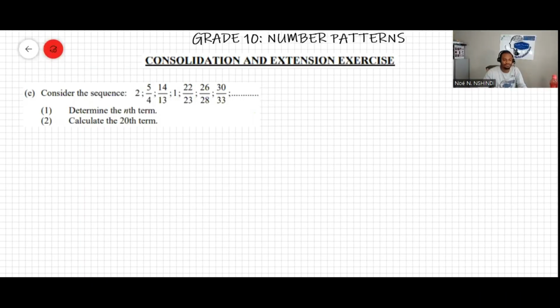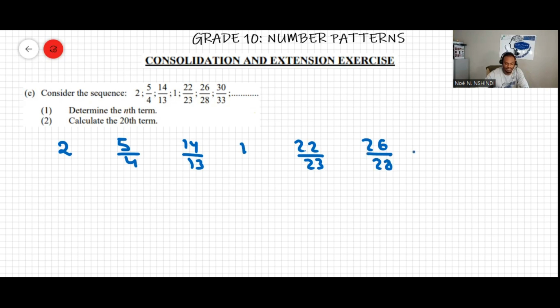The question says consider the sequence 2, 5 quarters, 14 over 13, etc. Now the question says determine the nth term. This is quite an interesting question. What can we do here? We want to consider the pattern: 2, 5 quarters, 14 over 13, 1, 22 over 23, 26 over 28, and then 30 over 33.